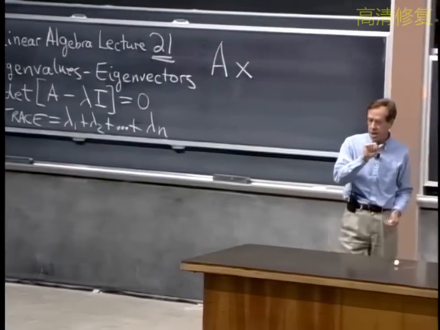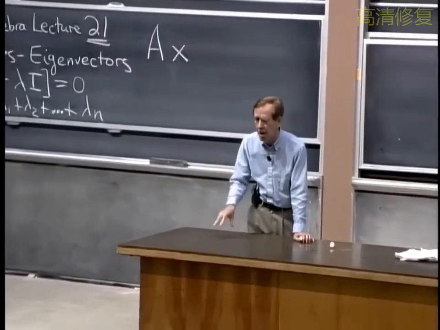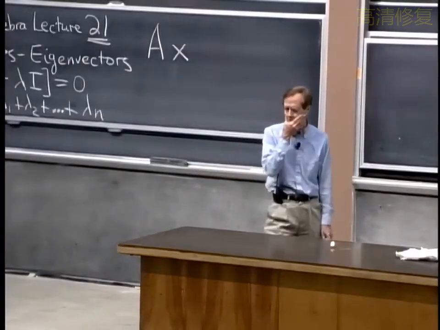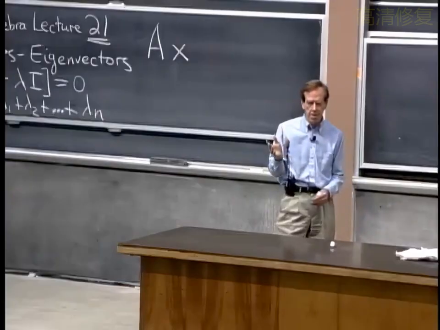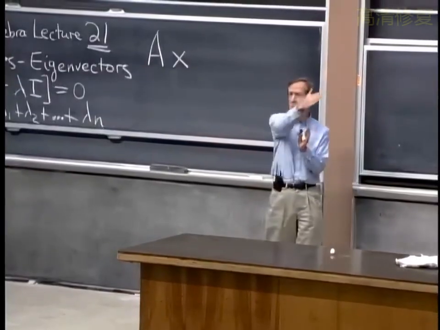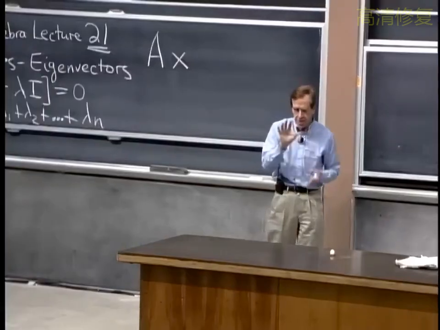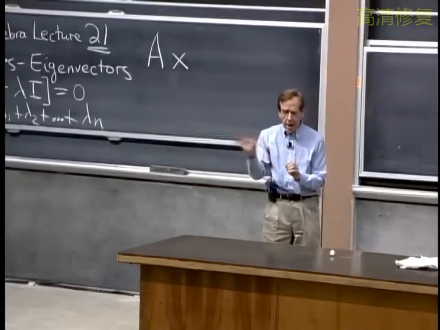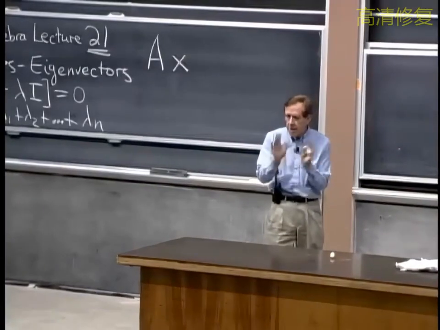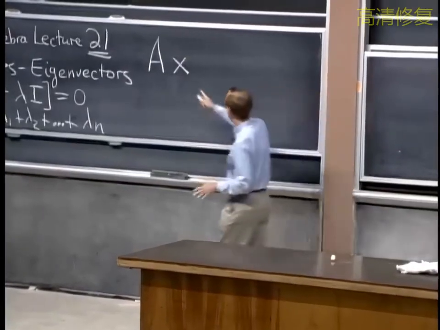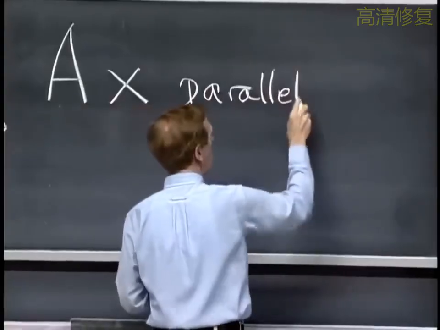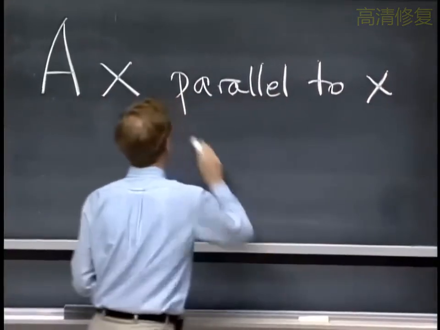And the vectors I'm specially interested in are the ones that come out in the same direction that they went in. That won't be typical. Most vectors, Ax points in some different direction. But there are certain vectors where Ax comes out parallel to x. And those are the eigenvectors. So Ax parallel to x. Those are the eigenvectors.